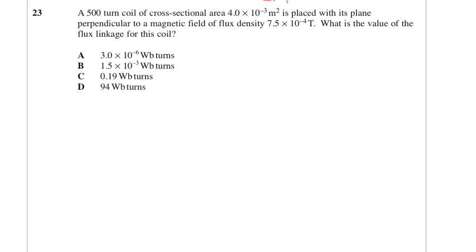A 500-turn coil, cross-sectional area 4 times 10 to the minus 3, is placed with its plane perpendicular to the magnetic field with a flux density 7.5 times 10 to the minus 4. What is the value of the flux linkage? So it's BAN. 7.5 times 10 to the minus 4 times 4 times 10 to the minus 3 times 500 gives you 1.5 times 10 to the minus 3 Weber turns. So we're just using BAN, which is B, so 23.